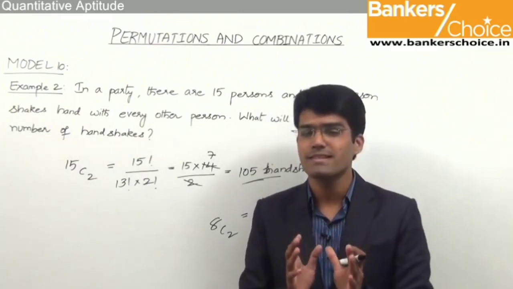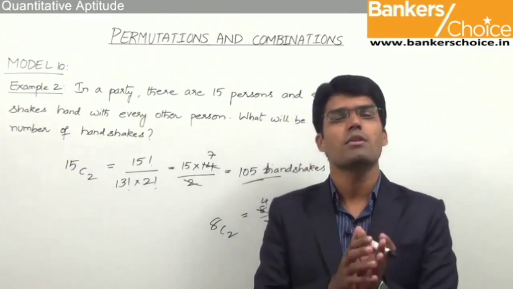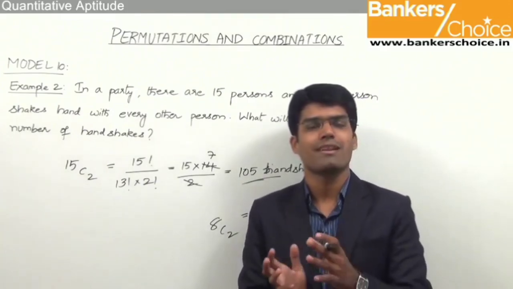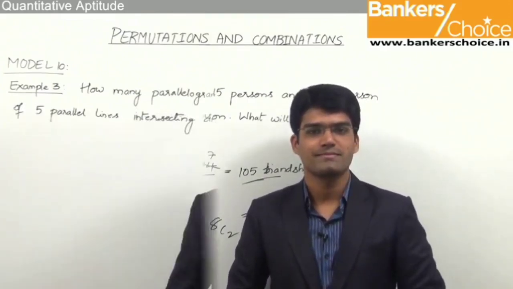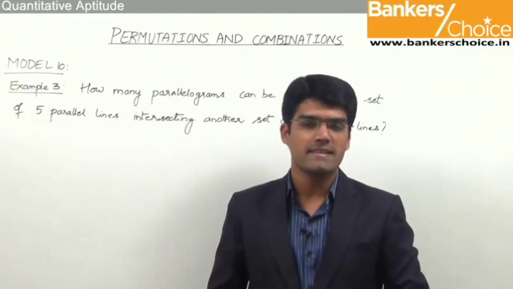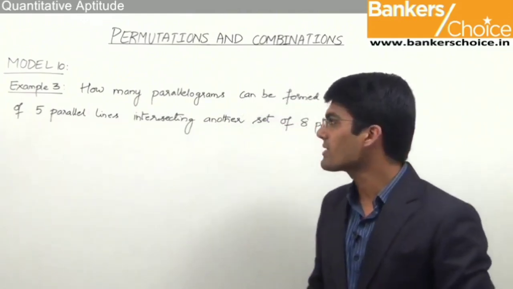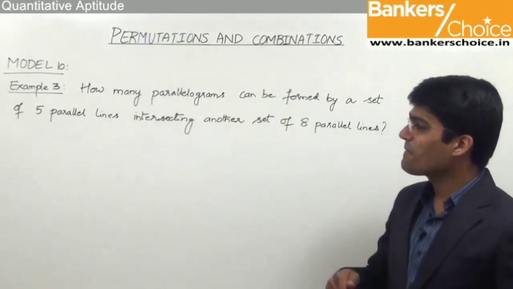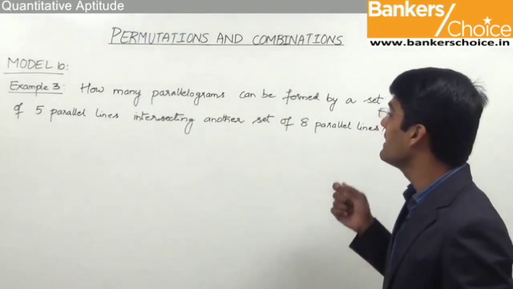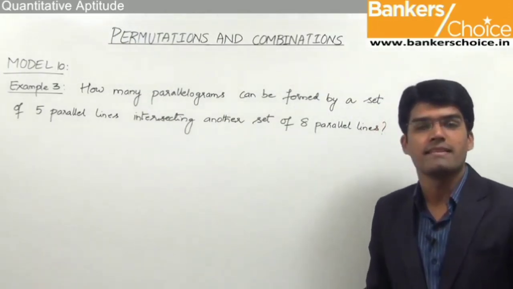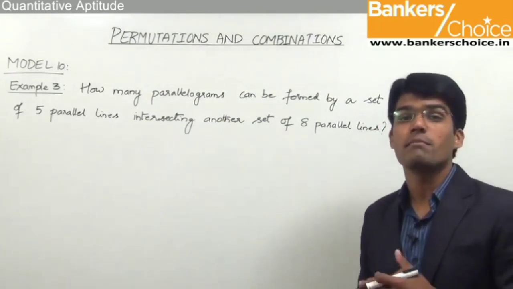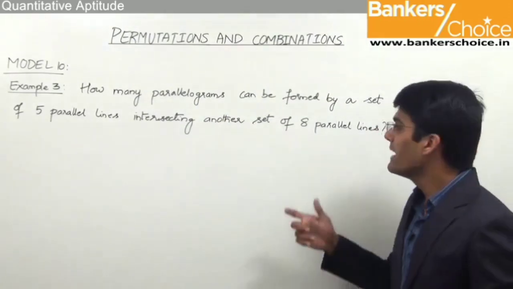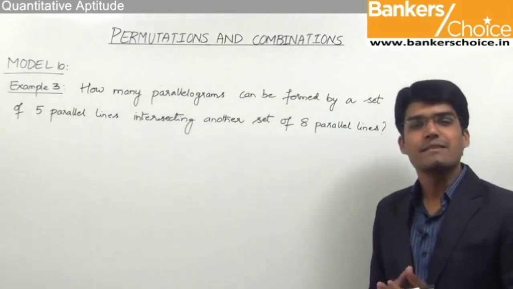So we simply have to decide whether the given question is based on permutations or combinations and then apply the proper formula, that is NPR or NCR, to get the required answer. Let us now take another interesting example from this model 10. The question says how many parallelograms can be formed by a set of 5 parallel lines intersecting another set of 8 parallel lines. So here we need to find out the number of parallelograms. And the question says there are 5 parallel lines intersecting another set of 8 parallel lines.